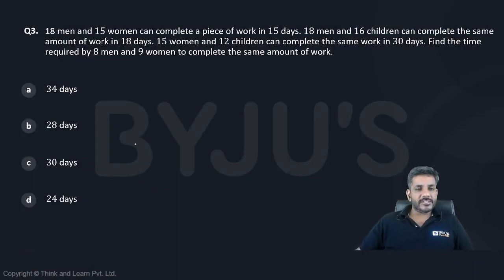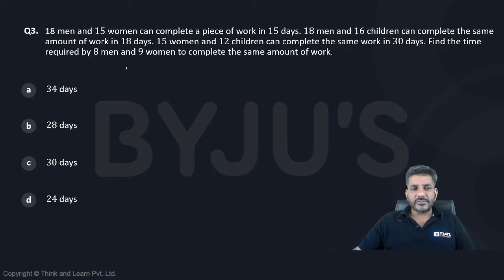So here we have question number 3. 18 men and 15 women can complete a piece of work in 15 days. 18 men and 6 children can complete the same amount of work in 18 days. 15 women and 12 children can complete the same work in 30 days. Find the time taken by 8 men and 9 women to complete the same work.